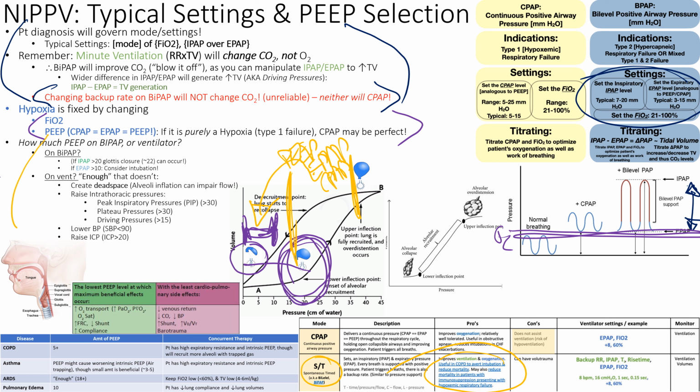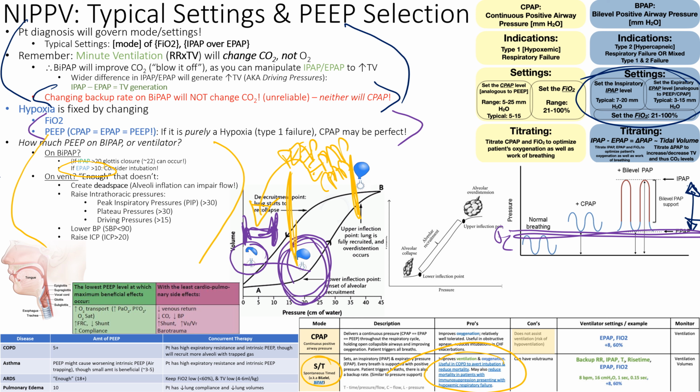Okay, so how much PEEP should you be on, right? On the ventilator, you go all the way up to like 24 PEEP. On the BiPAP, CPAP, we're not going that high. If we're getting more than 10, 12, it's usually time to consider intubation.